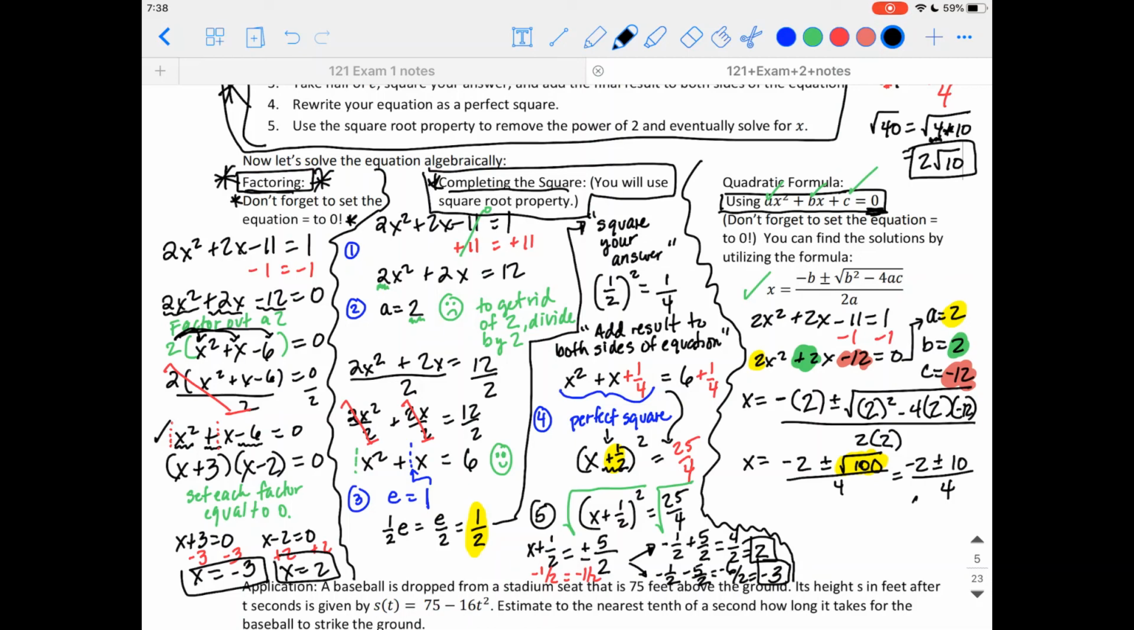Okay. So here on this one, this is going to be negative 2 plus 10 over 4. And this one's going to be negative 2 minus 10 over 4. So negative 2 plus 10 is going to be 8, and 8 divided by 4 is 2. And then negative 2 minus 10 is negative 12, divided by 4 is negative 3. And there's your 2 answers again.